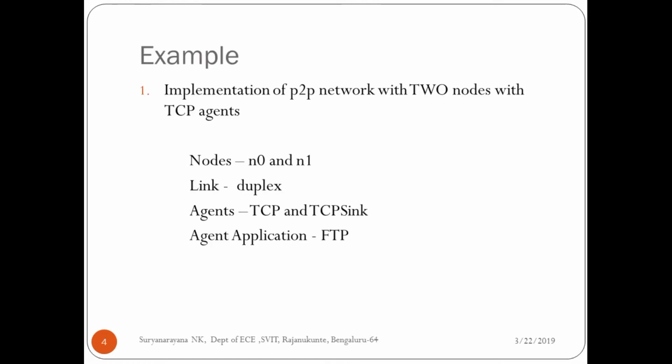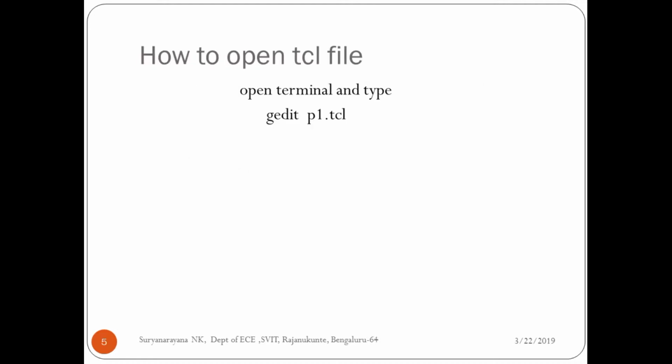Let us take the example of implementing a point-to-point network with 2 nodes with TCP agents. Let us consider nodes as N0 and N1, and the link will be duplex, and the corresponding agents at the source is TCP and at destination will be TCP sink. Here TCP acts as sender and TCP sink acts as receiver. The corresponding agent application I'm using here is FTP.